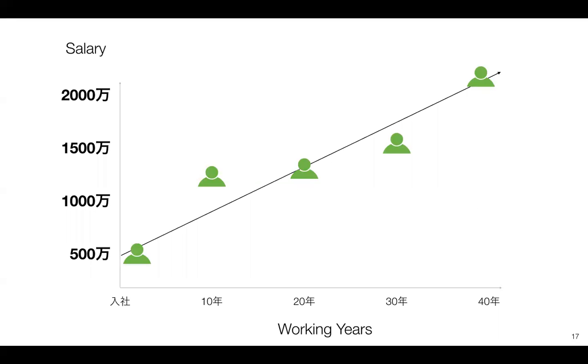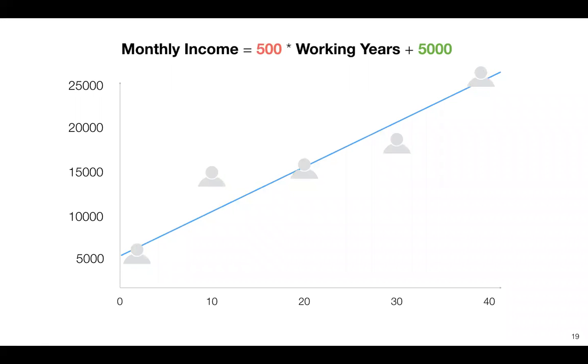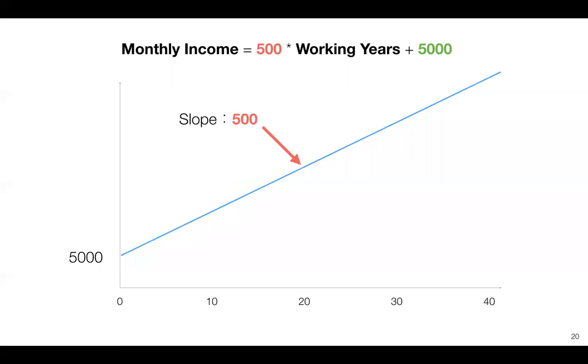The simple way to do it is to draw a straight line that makes sure the distance between that line and each data point, in this case each employee, is minimum. It usually goes through the middle of all the data points, and that blue line is the model. How do you describe that model? You need two things: one is a slope, another one is a y-intercept. In this case, let's say we get this formula. This formula itself is the linear regression model.